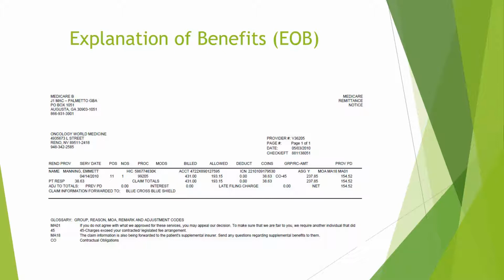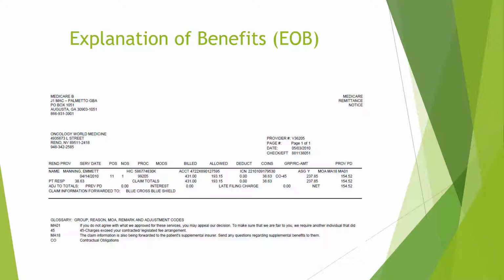We have our deductible, and in this case, if you look at the EOB, there's no deductible. We have the coinsurance. So it does show a coinsurance of $38.63. Over to the right, if you look next to that, there's a code. It's a CO45 code. When you look down at the bottom, it's contractual obligations.